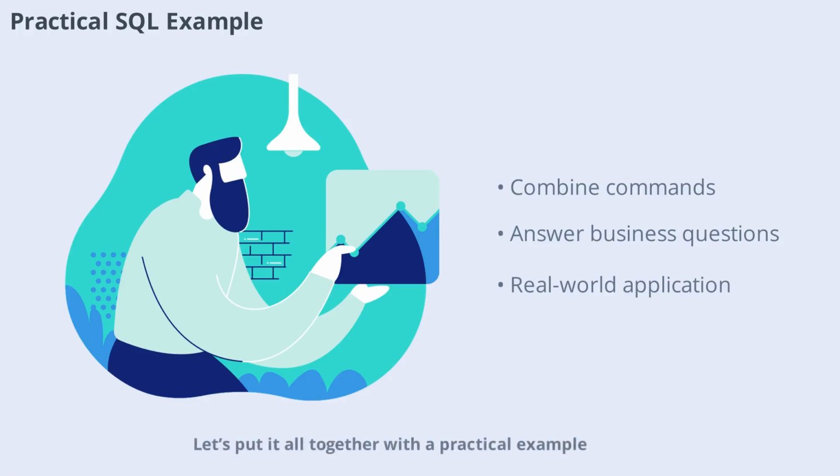Let's put it all together with a practical example. Suppose you want to find the average sales for each region but only include regions with more than 10 customers. You'd use select, group by, and having in one query. This approach helps you answer real business questions with data.